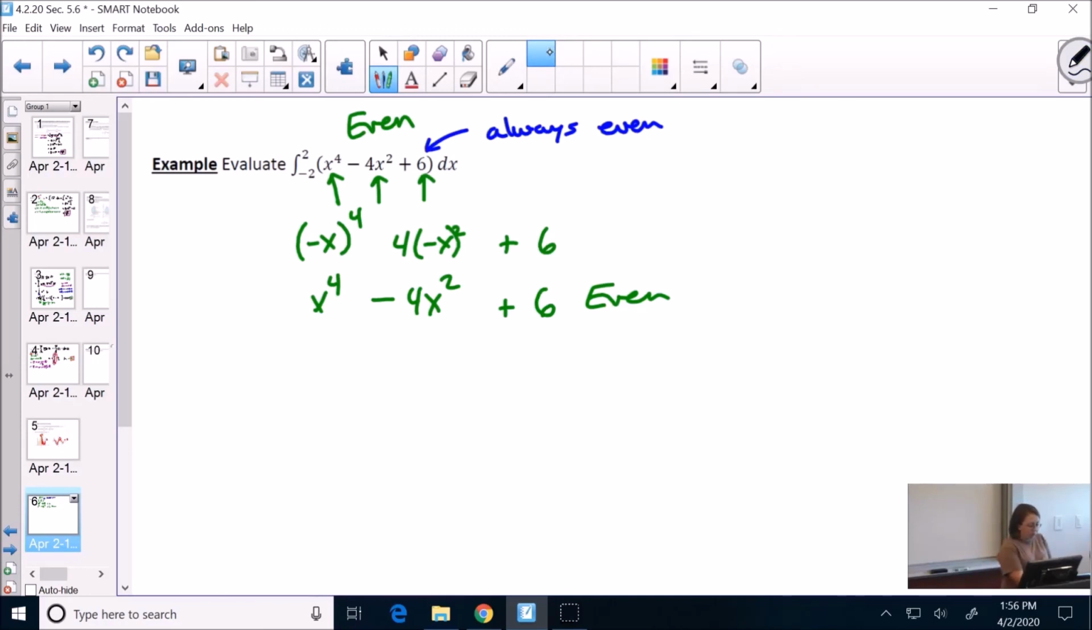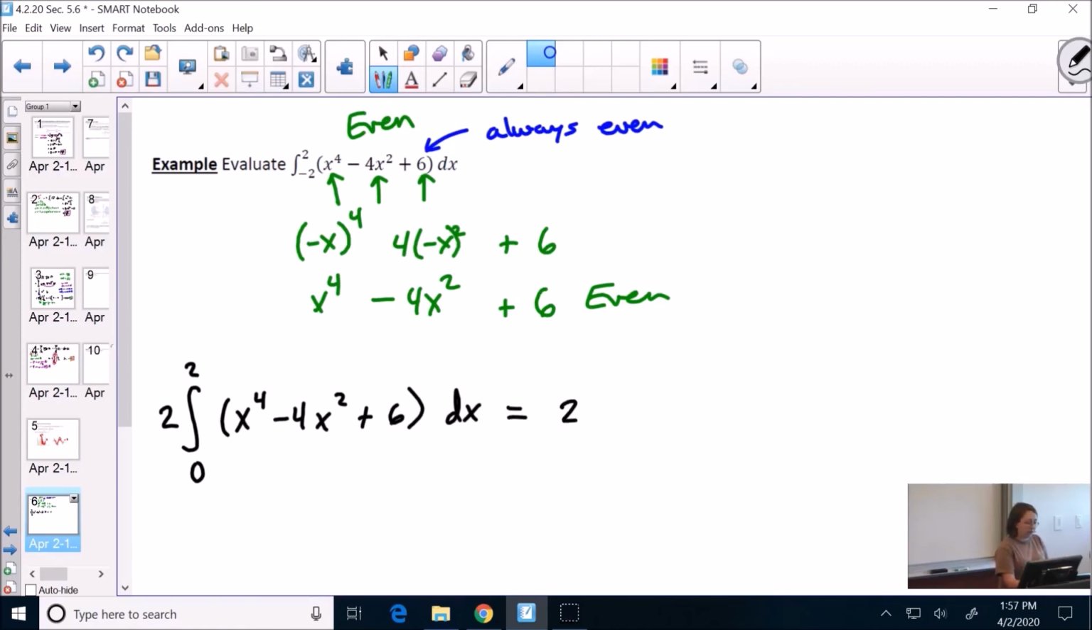Alright, so what do we do? Well, to evaluate an even function, we don't have to go from negative 2 to 2. We can just do half of it. So go from 0 to 2. If you only do half of an even function, you have to then double your answer. We're going to do that. What's the benefit? Well, like I told you before, zeros are our friends when it comes to definite integrals. Most of the time when you plug in a zero, stuff disappears. That's the benefit of this trick, at least for our rules.